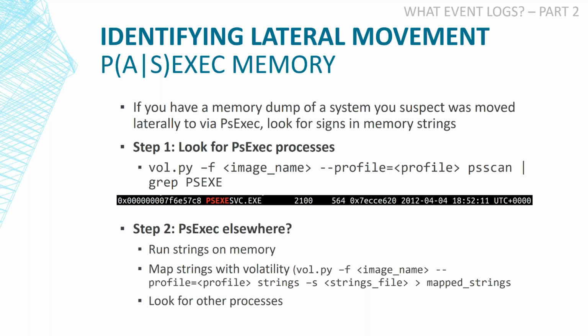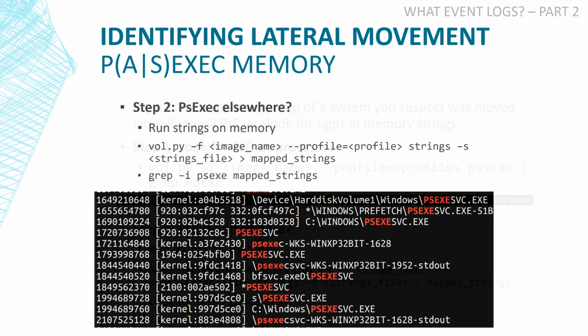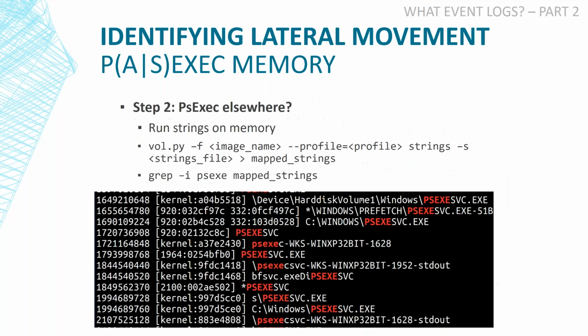Now, if I see PSEXESVC on a system, likely I'm going to have some additional artifacts in memory as well. I can actually just dump strings from memory, and using Volatility, I can map those strings to particular processes. I'm going to jump ahead to our next slide here. I can map those strings out to particular processes, and I can line them up and see what other types of activity I'm seeing. Notice I do have a process 2100 inside of here, but I've also got a process 920, and I've got a lot of kernel space as well taking place.